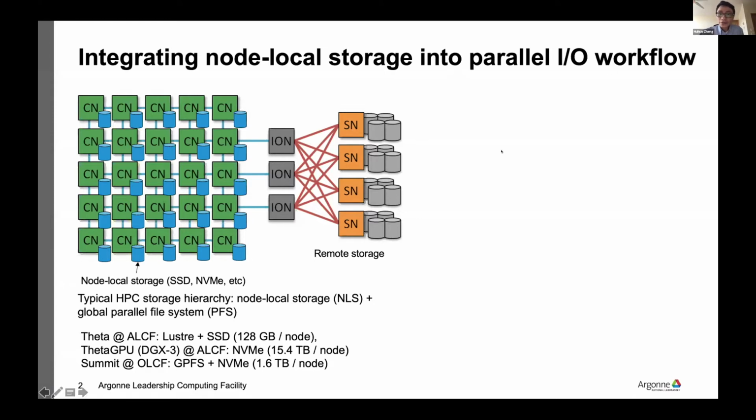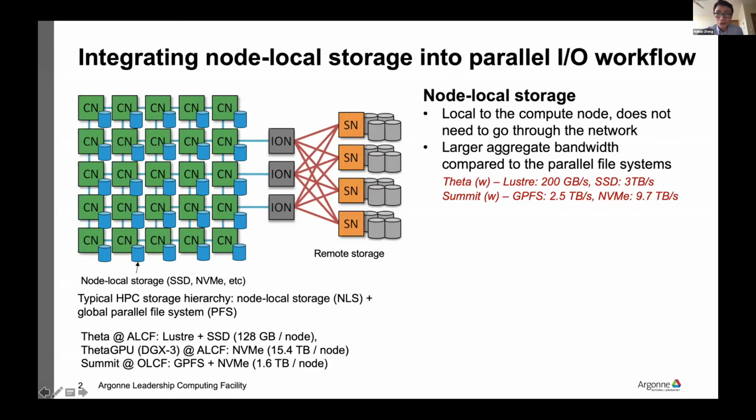And there are certain advantages for the local storage. First, it is local to the compute node. So if the compute node wants data from the local storage attached to it, it can just go through the PCIe link. It doesn't have to go through the interconnect, so there's not too much network contention from the other jobs on the system.